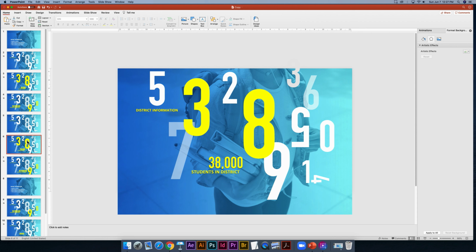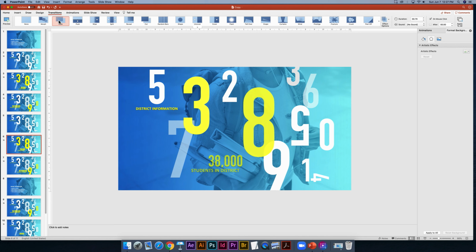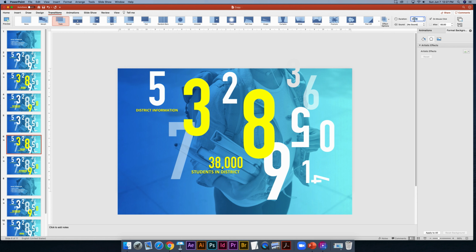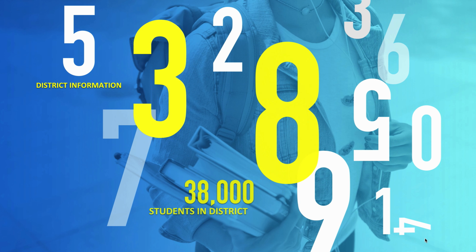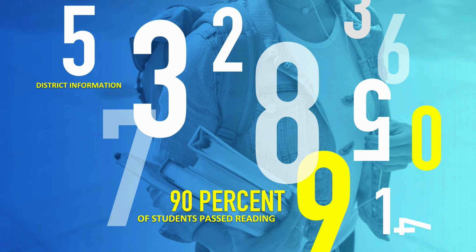So then I'm going to come back to the 38,000 information, and I'm going to create a transition. So I'm going to click fade, and I'm going to change it from 0.7 to 1.5 and hit enter, and then do the same thing with the 90%, a fade, and you can see right here it's 1.5. I'm going to go back to the first slide, and we're going to play and watch this color transition again. So transition into 38,000, and then it transitions into 90%.